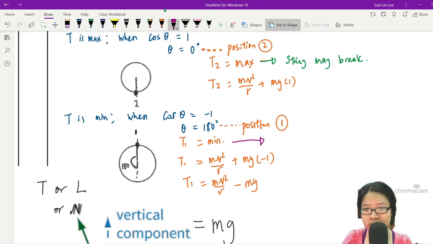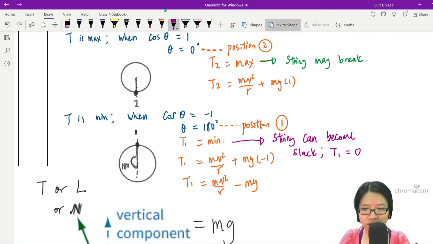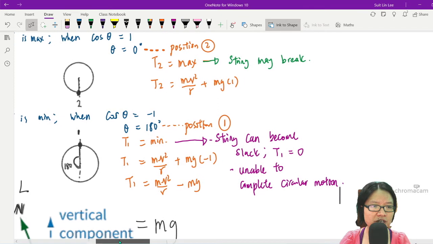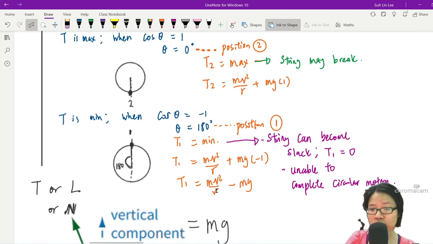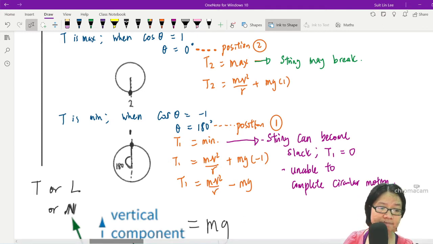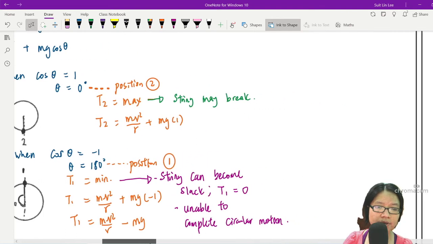at this point here, the string can become slack, meaning T1 equal to 0. And when the string becomes slack and T1 equal to 0, you are unable to complete the circular motion. So if we cannot complete circular motion, it means that there is a minimum speed. Okay, so I'm going to now take this equation and try to find an expression for minimum speed. Okay, I'm going to write it here.